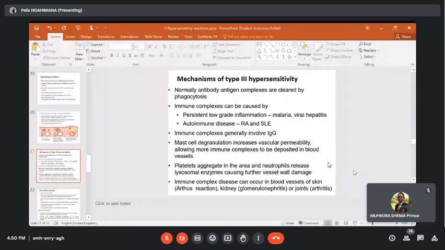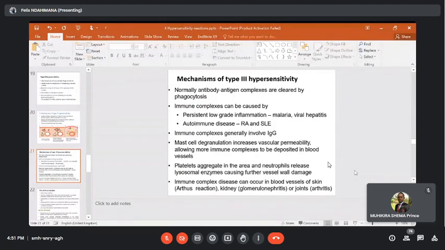I was saying that any antibody antigen complex should be cleared by phagocytosis from the body. And then the immune complex can be caused by either persistent low-grade inflammation, like people having malaria in endemic areas, whereby they keep on having their malaria, but their body can still control it. Some might have some viral diseases, hepatitis is included, but there are so many. There are also some other autoimmune diseases like rheumatoid arthritis and systemic lupus erythematosus.